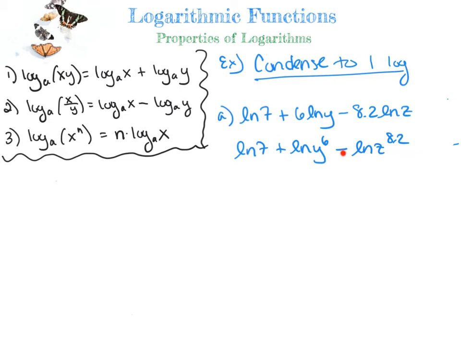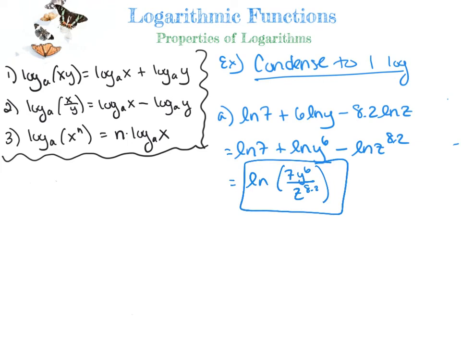Quick note, it's up to you whether you move the negative up with the 8.2 or leave it. If you move the negative up with it, you want to make this a plus right here. That negative exponent will make it go to the denominator anyway, but it's your choice to move the negative to the exponent or not. Okay, now that we have at least positive 1 or negative 1 as all of our coefficients, now we can combine them into a single logarithm, making this ln of 7 times y to the 6th, and then divided by z to the 8.2. We're finished.